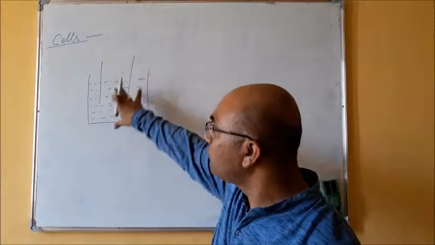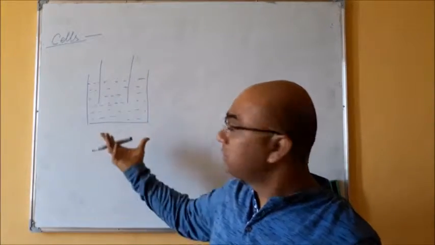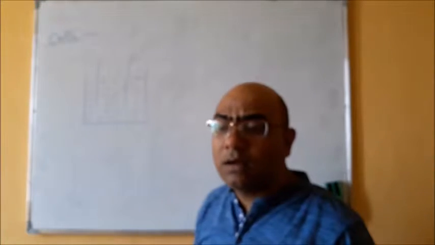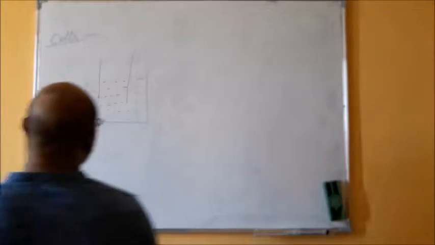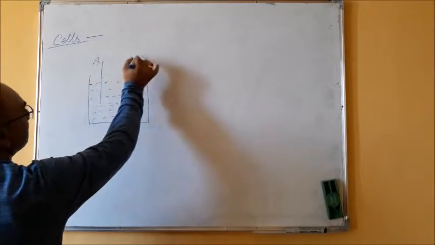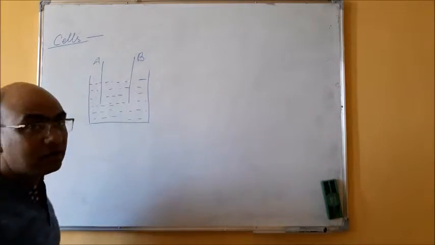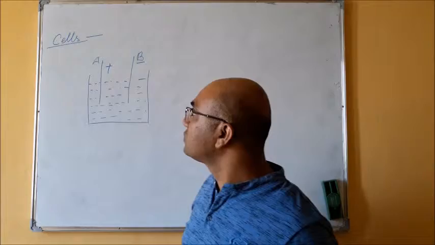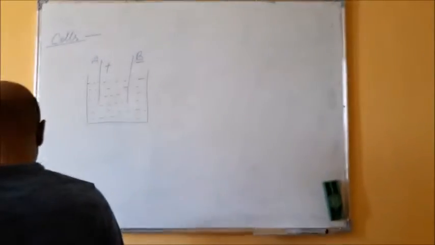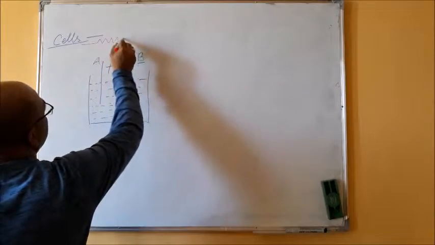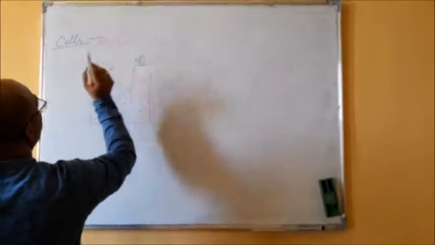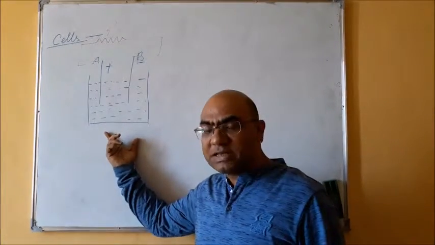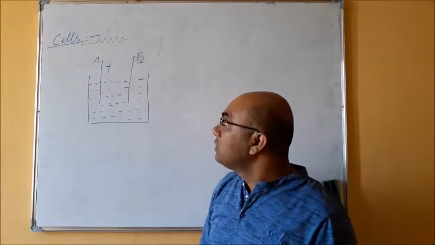So what is a cell? When we put two electrodes in an electrolyte, in a jar filled with this electrolyte, then this is called the cell. Normally we say these two rods: one rod is called the cathode, and the other is called the anode. The cathode has negative charge and the anode has positive charge. So what will happen when we connect this cell with an external circuit? Suppose this is the external circuit having a resistance R. So this circuit is complete.